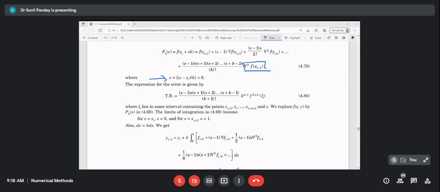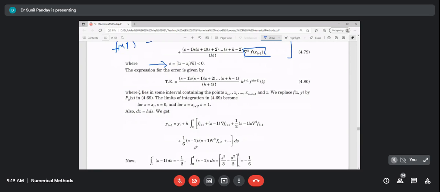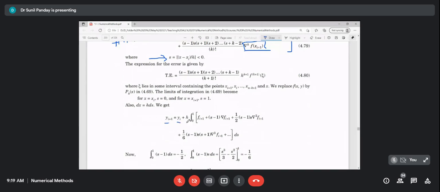So I think I am again audible. So we substitute this 4.79, equivalent of f of x, y, in the integral equation equivalent to our initial value problem, where we will get this one: yi plus h. Here we have xi to xi plus 1. When you substitute x equal to xi, you will get s equal to 0, and when you substitute x equal to xi plus 1, then s equals 1. So these are the lower and upper limits of the integration.